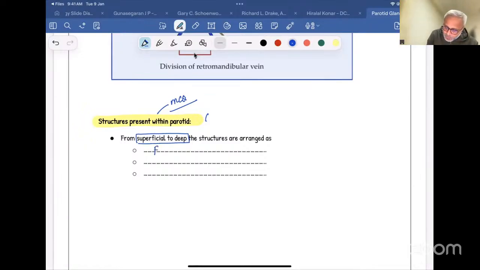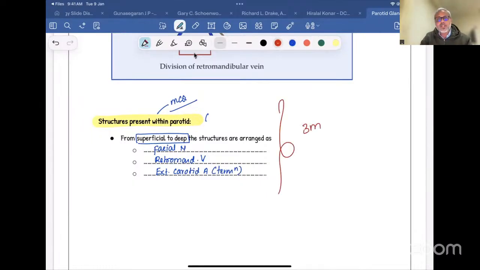So remember, the first structure we have is the facial nerve. Then we have the retromandibular vein, and then the termination of external carotid artery, right? Just specify it as termination. Again, I'll tell you this will be a 3-marker question for you, and this will also be an MCQ for you, right? We need to remember how the structures are arranged from superficial to deep.